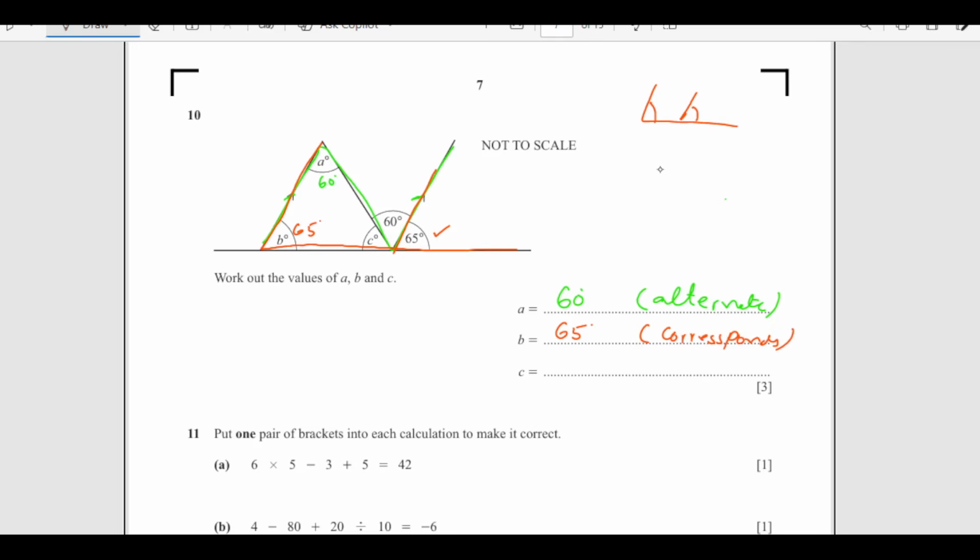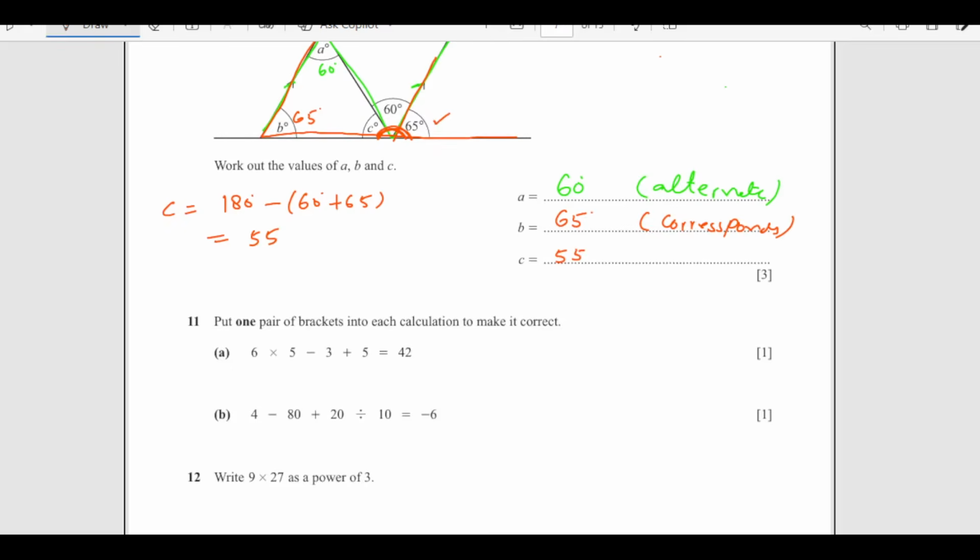Now for C, you can see these three angles are on a straight line, so the sum of these angles is going to be 180. So C is going to be 180 minus 60 plus 65, right? So this is equal to 55, right? So now let's move to the next one.